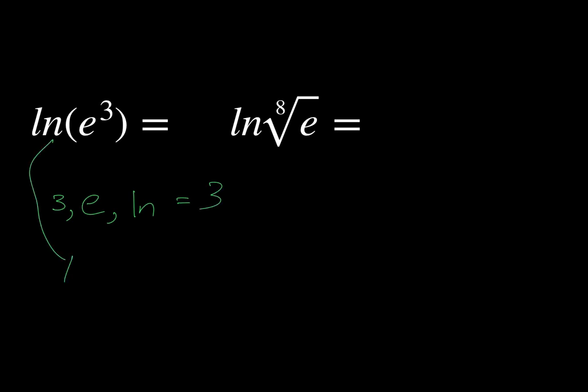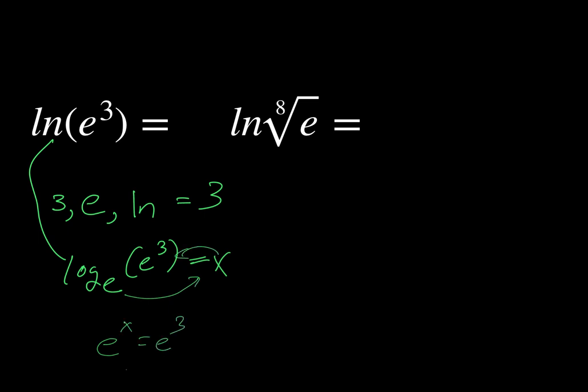Natural log is log base e. Of e to the third equals some number x, converting from exponent to logarithm. That's my base, log base e. So it's going to be e to the x equals e to the 3, x equals 3. That's what your calculator just did.